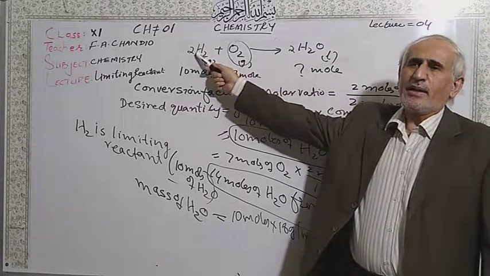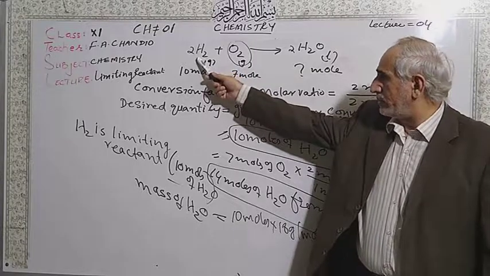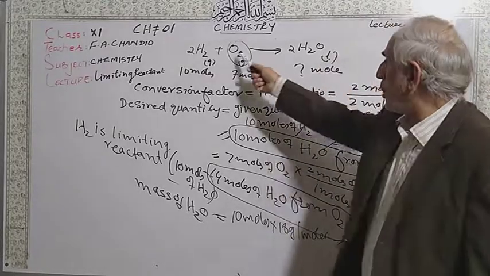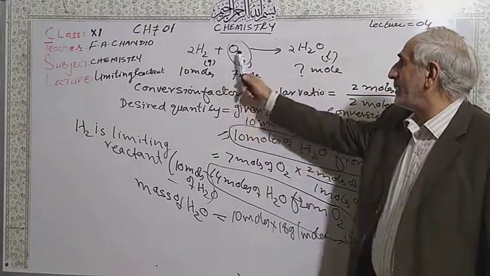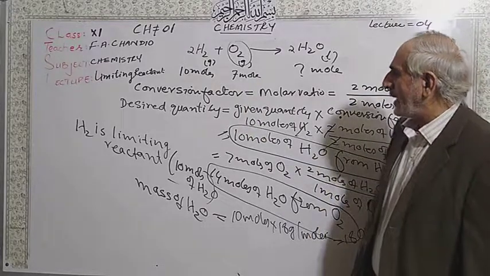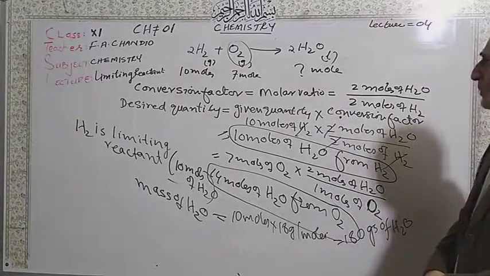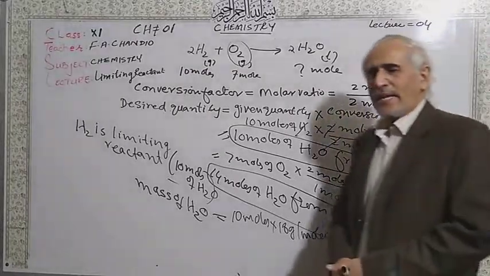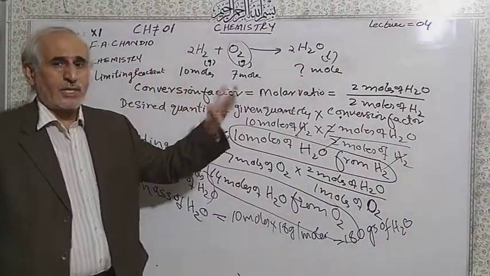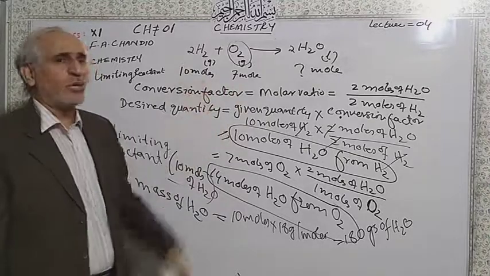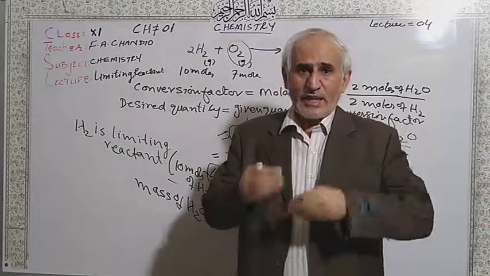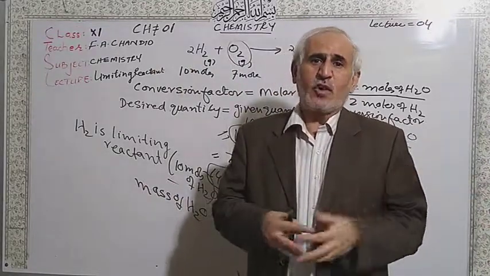So hydrogen is the limiting reactant. Oxygen is a non-limiting reactant. Oxygen is a non-limiting reactant which is not completely consumed. Some amount is going to be consumed and some is going to remain behind. So there is a method, students, in the industries, each and everything is calculated because money is involved.